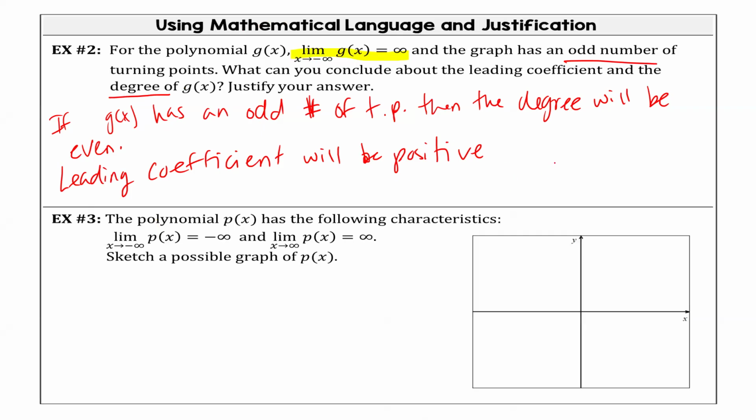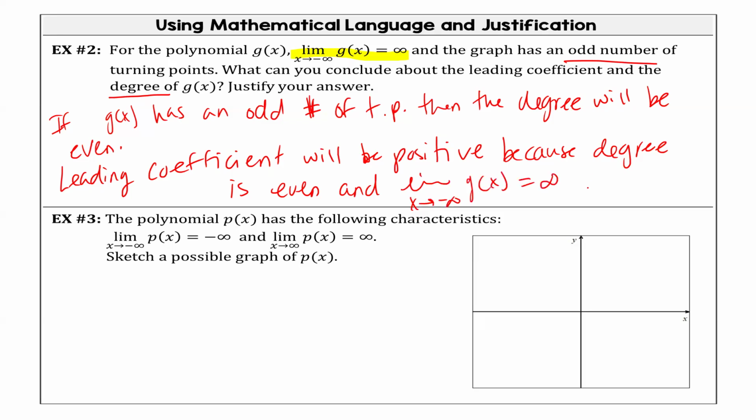Will be positive. And that's because our degree is even and they're going to have same behaviors. Because degree is even, and the limit as x goes to negative infinity is positive. I don't want to write as x goes to the left, so I just use the limit notation. You can write the words if you choose.